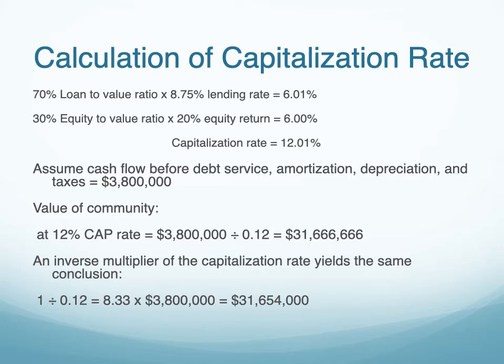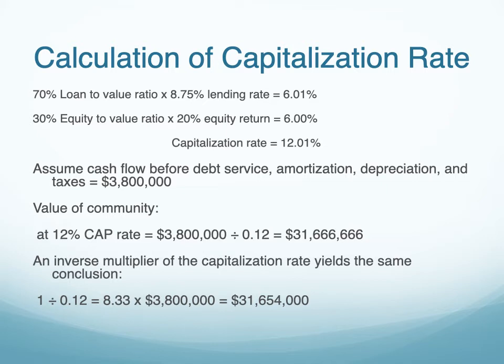And then your other 30% is your equity to value. So if 70% loan to value, 70% is your loan and 30% is your equity. You multiply that by the return that you're looking on your equity, and in most cases people are looking for a 20% equity return. So 30% times 20% is 6%. So you add those two together, your lending rate and your equity rate, and you end up with a 12.01% or 12% cap rate.